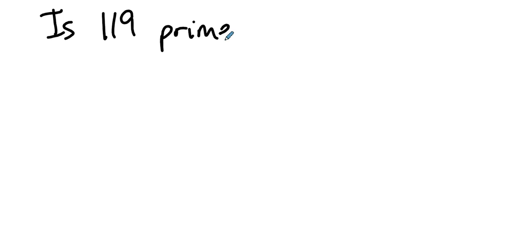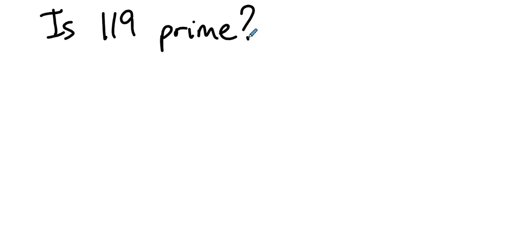So let's ask, is 119 prime? Well, that's an interesting question. And which prime numbers should we check? Because we know there are lots of prime numbers. There's 2 and 3 and 5 and 7 and 11 and 13 and 17 and 19 and 23 and 29 and 31 and 37. There's a bunch. How far do we have to go?